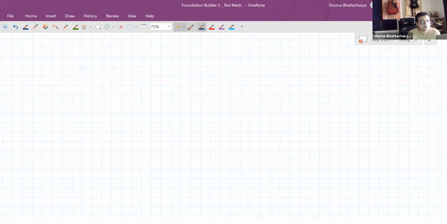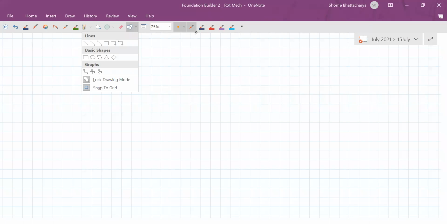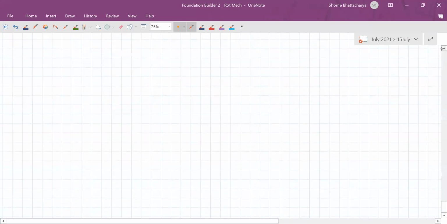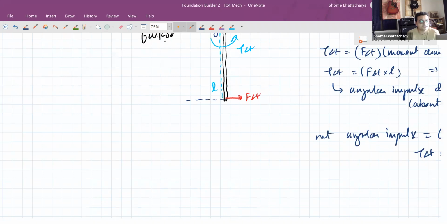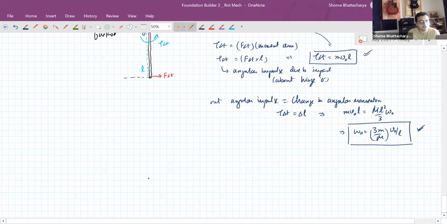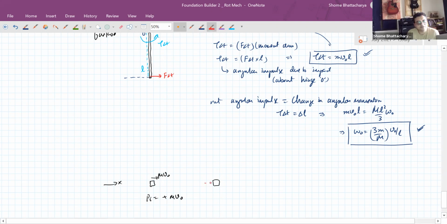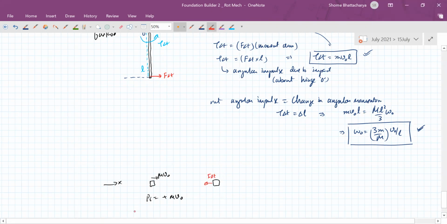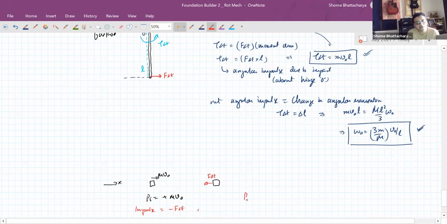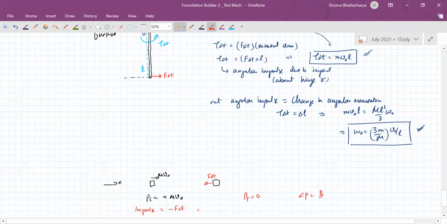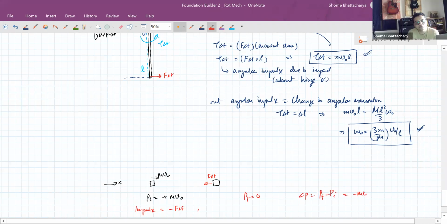Sir, how did the negative sign come before F delta t, the linear impulse? That is because we have taken the positive x direction towards the right. On the block you can see the initial momentum was like this, so the initial momentum we write with sign convention as plus mv naught because we are taking this as our x-axis. Then the impulse that is acting is towards the left, so we should write the impulse as minus F delta t. And the final momentum was 0. So the change in momentum becomes minus mv naught.